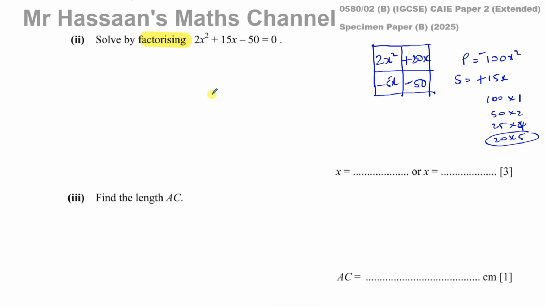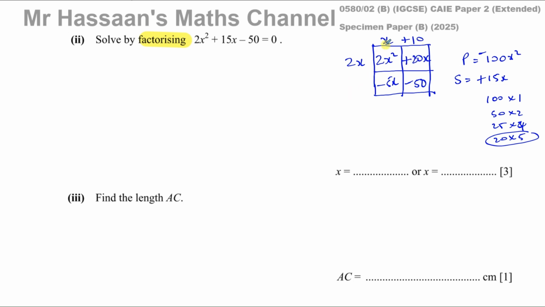Now we can take out the common factor of these two, 2x squared and 20x. The common factor is 2x. And then I can just use multiplication to find the other part. 2x times something gives me 2x squared. Well, that's x. 2x times this number must give me 20x, so it must be positive 10. 2x times 10 is 20x.